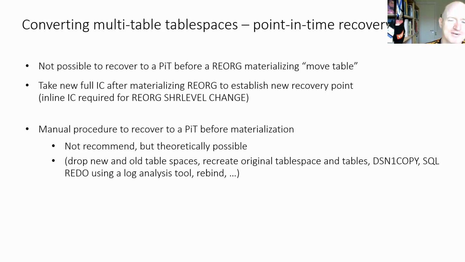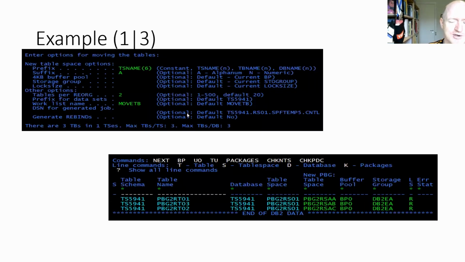Probably not recommended, but theoretically it should be possible to drop the new table spaces, then recreate the old table spaces, perform some combination of DSN1COPY, some SQL redo or change accumulation using tooling, rebind packages, etc. I would probably want to test this out in a test system before relying on this fallback mechanism, but it's theoretically possible. And just an example showing you how it could be done.